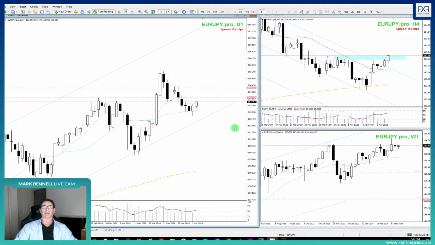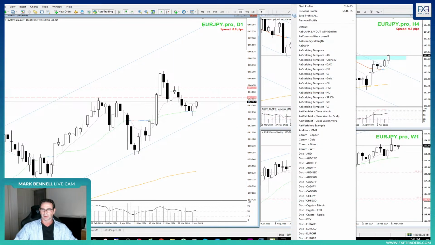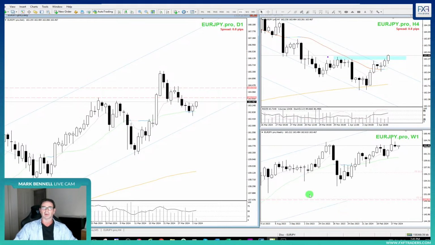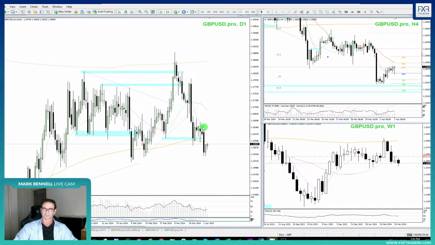So euro yen I like. Singapore yen we did. All right, what else we did? Ethereum. So British pound, short. So notice here, look, the weekly we've tagged the 200, can't get through. Drop back down with momentum down.